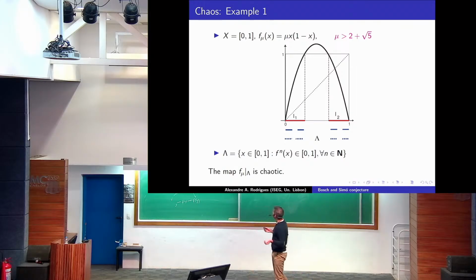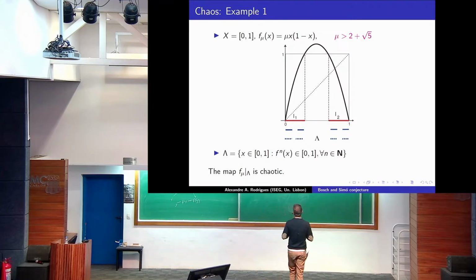So the quadratic family basically is a polynomial of degree 2. I'm going to assume that mu is 5. Okay, mu is greater than 4 in fact. And consider the set of points in such a way that the orbits of all points in [0, 1] fall into [0, 1]. Alex, I don't understand this definition.